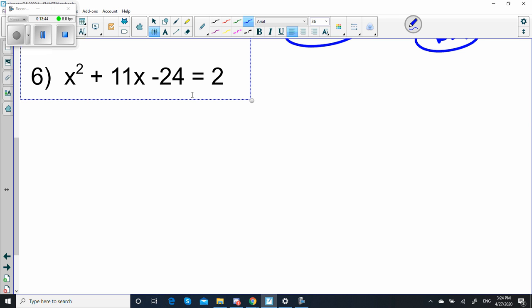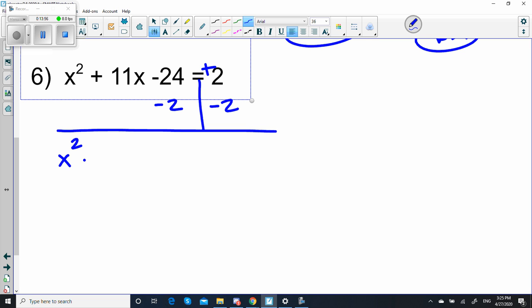Okay, the direction said factor and solve, so I'm going to move this 2 over because I know that it has to be set equal to 0, and currently this 2 is in our way. So we're going to subtract 2 because that was a positive 2 since there was no sign. So x squared drops, plus 11x drops, and minus 26 is my sum there, and it equals 0, which is what we wanted. We can't have it that way until we can solve it. We can't factor or solve unless it's set equal to 0.